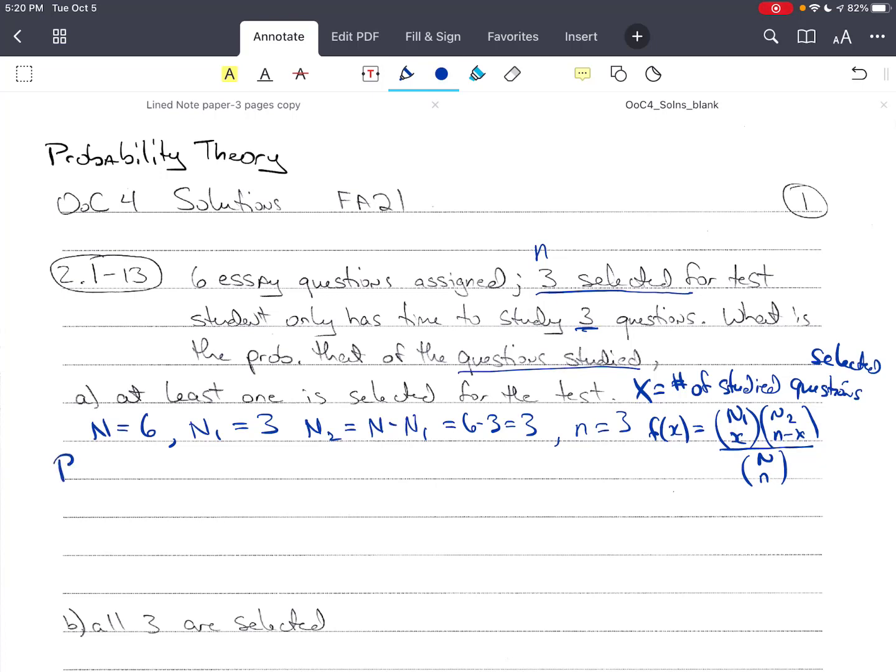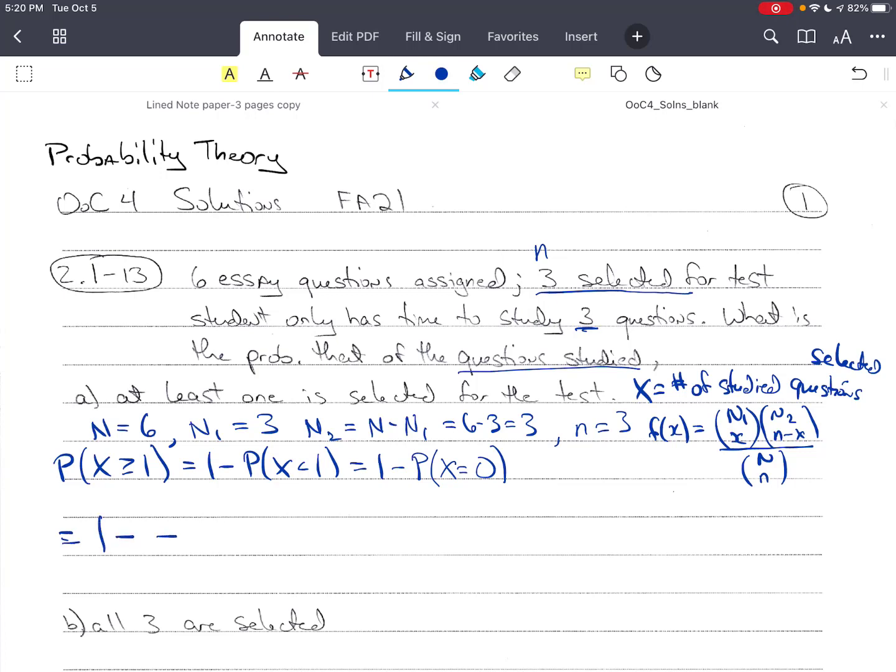And we want the probability that X is at least 1, which is equal to 1 minus the probability that X is less than 1. And the only value that X can take that is less than 1 is 0. So this is 1 minus the probability that X is equal to 0. And so we are going to fill in our values.